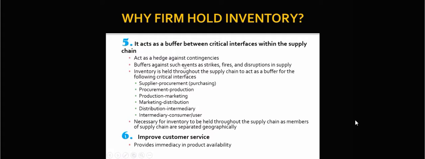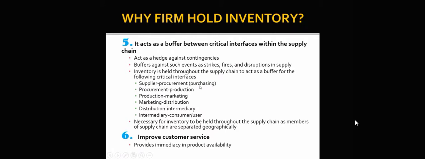Dia akan ada satu tempoh peralihan lah, bila kita ada inventory ni dia boleh absorb lah keadaan berlaku strike ataupun keadaan berlaku kebakaran ataupun disruption ataupun kita kata ada gangguan lah dalam penghasilan bekalan bahan kita. Inventory is held throughout the supply chain to act as a buffer for the following critical interfaces. Ni keadaan-keadaan yang kita kata critical.